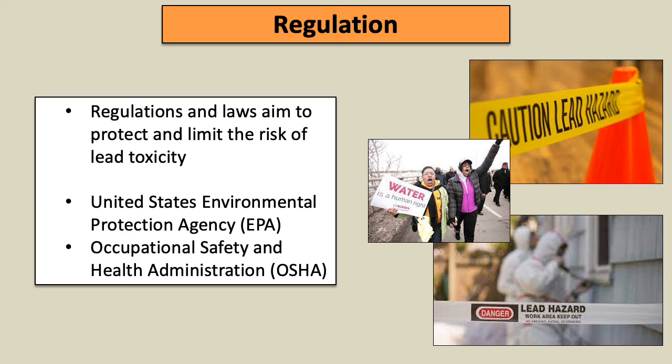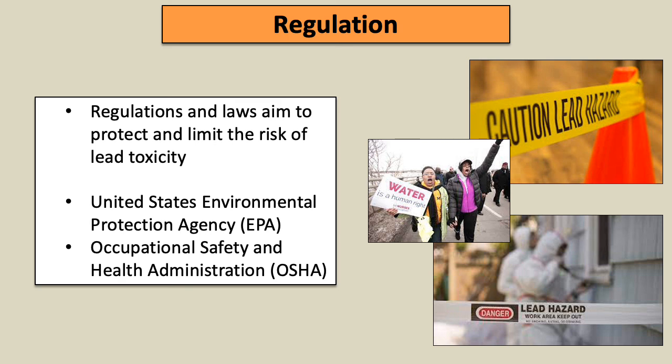In modern times, many regulations and laws have been put in place to protect and limit the risk of lead toxicity to humans as well as to the environment. Two organizations that do this are the United States Environmental Protection Agency and OSHA, the Occupational Safety and Health Administration, as well as others, but these are two predominant ones. The EPA has put in place different acts like the Toxic Substances Control Act, the Clean Water Act, the Safe Drinking Water Act, and the Clean Air Act, which all aim to limit and control lead toxicity, lead exposure, lead pollution, and different things like that.